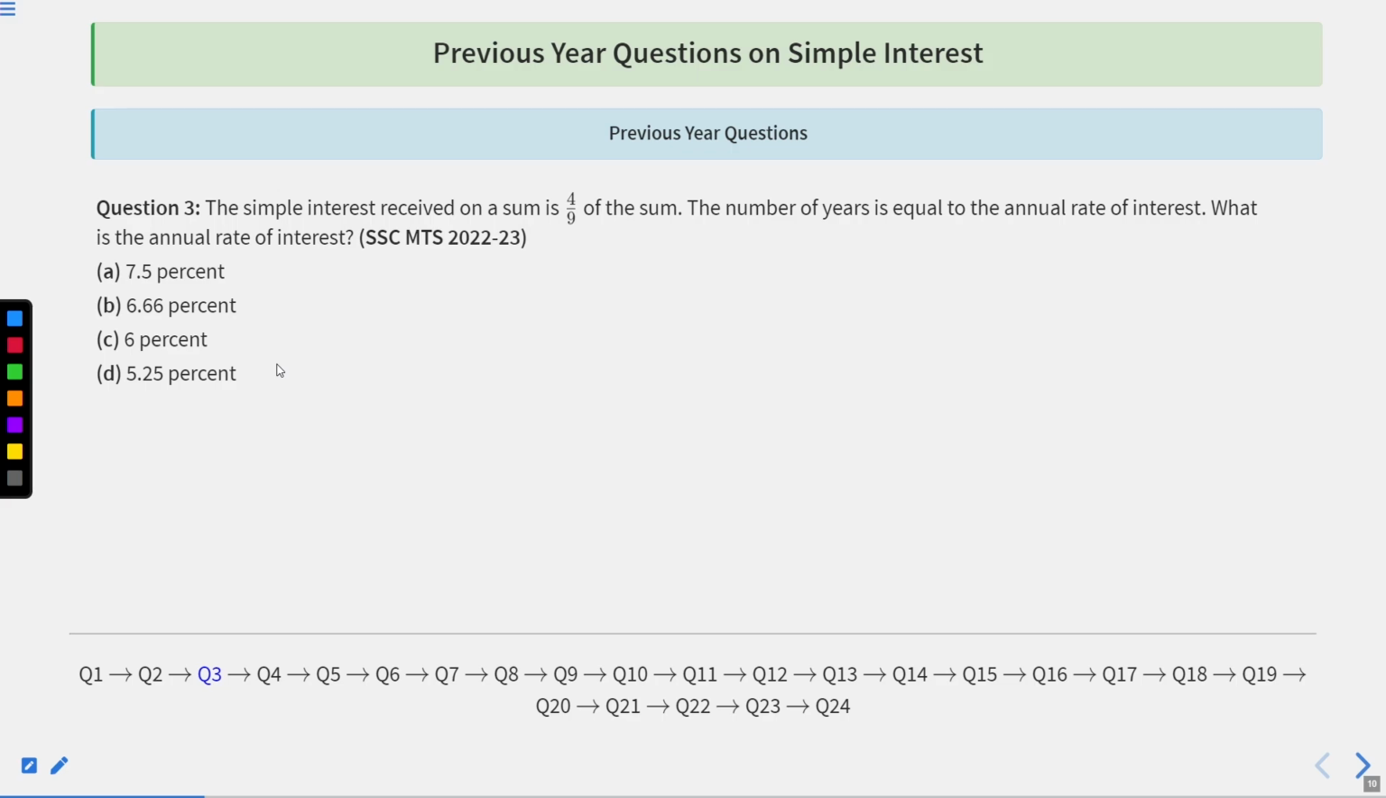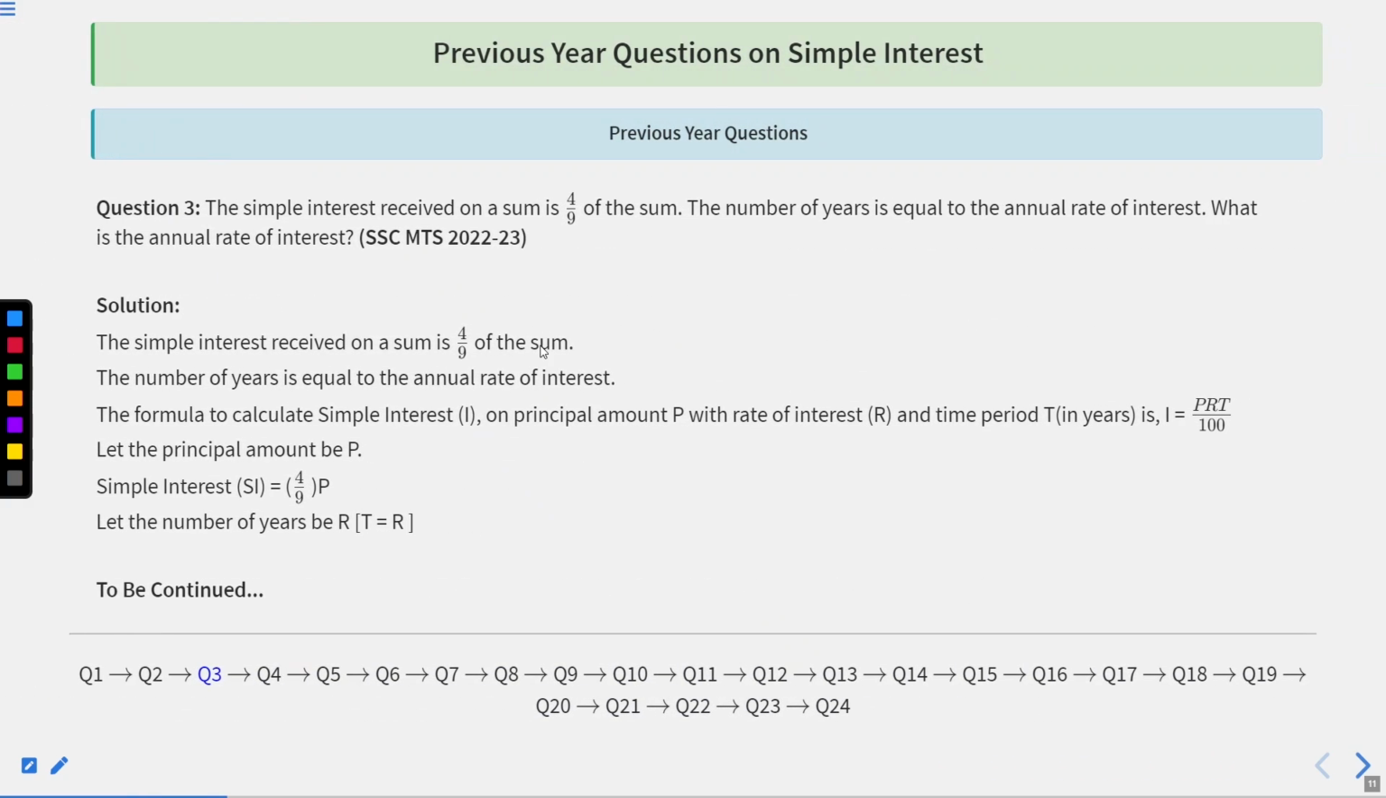Question number 3. The simple interest received on a sum is 4 upon 9 of the sum. The number of years is equal to the annual rate of interest. So what is the annual rate of interest? Let us have a look over the solution.